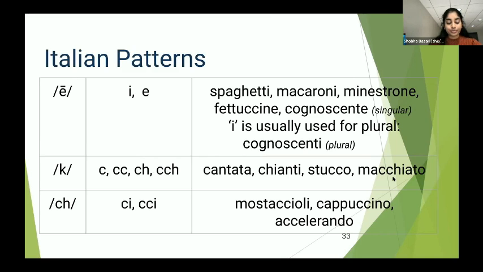Then you have the cha sound in Italian, which is not spelled with the CH, but is spelled with a CI or a CCI. The CI you'll sometimes see at the beginning of words. One example is Cioppino, which is CIOPPINO, whereas the CCI you'll see in the middle of words. You have the mostaccioli, cappuccino, and then this, actually that's not the best example. That one's accelerando, but these are two good examples: mostaccioli and cappuccino with the CCI in the middle of the word.